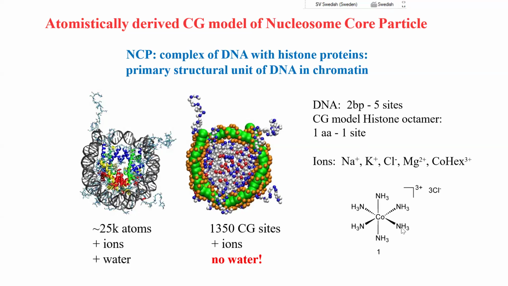And so then, of course, we don't need water, but we need counter ions and co-ions. And here are, for example, sodium, potassium, chloride, magnesium, and then there is cohex 3 plus. You'll see on the right, and we studied condensation of these nucleus on core particles then using these models.